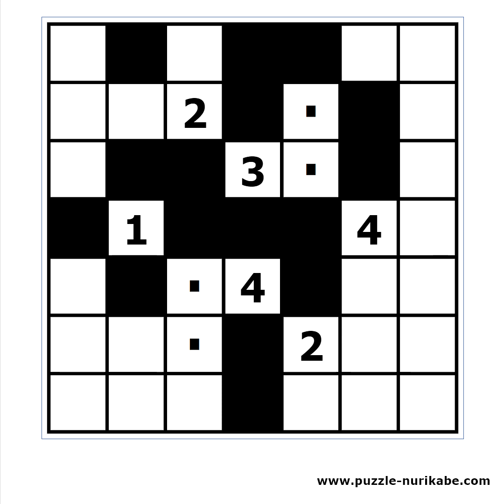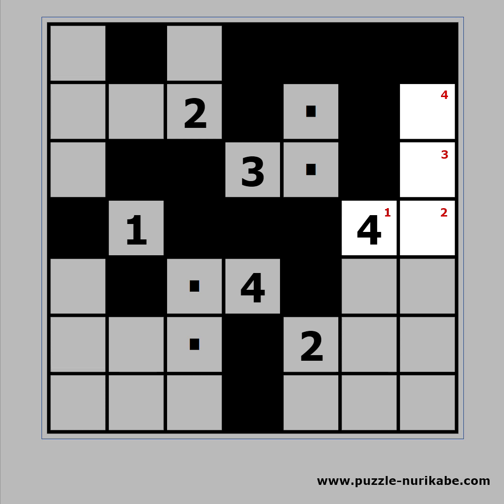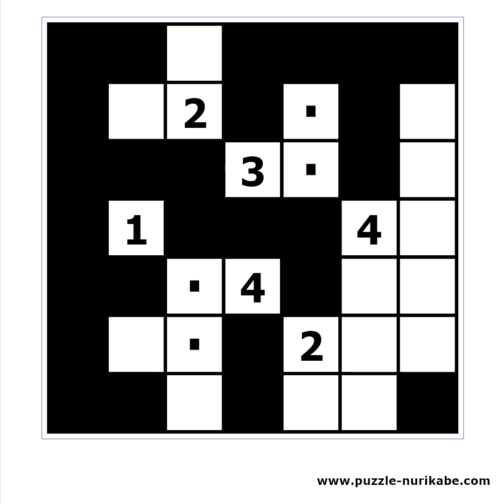The next technique is called unreachable cells. Look for cells which are too far away from any clue. For example, let's see how far this 4 can reach. These 2 cells are unreachable, so they must be black. Using the same technique we can identify these cells as unreachable. They should be black.